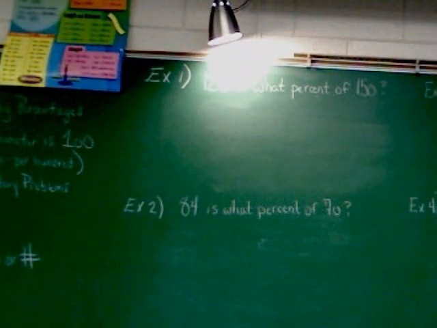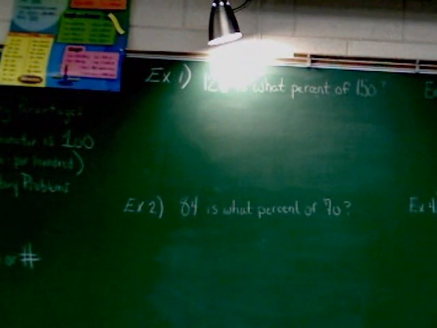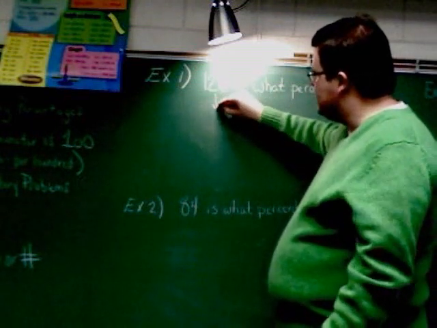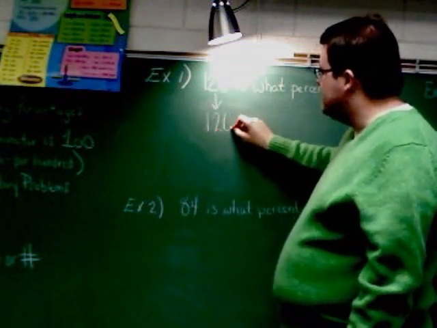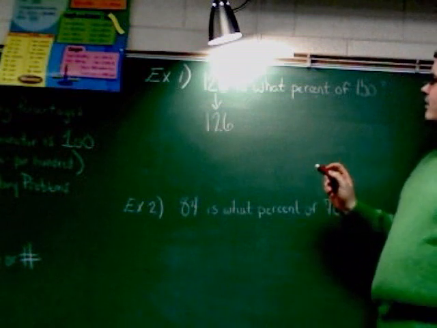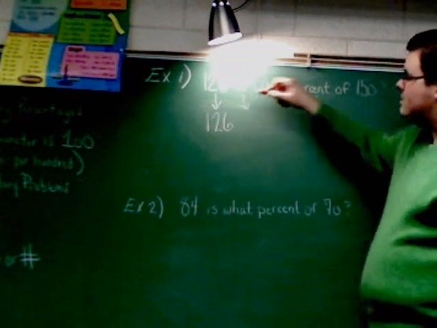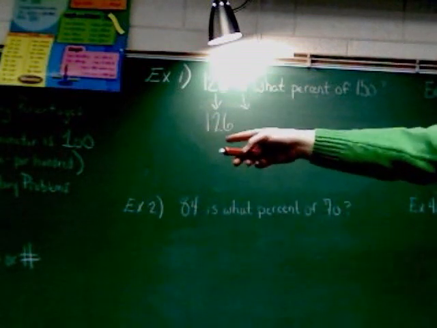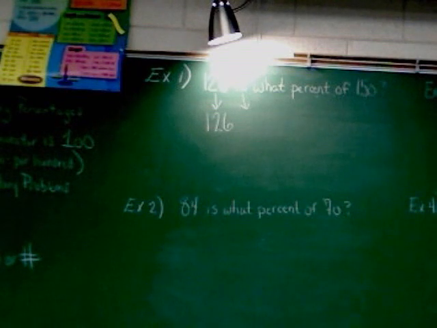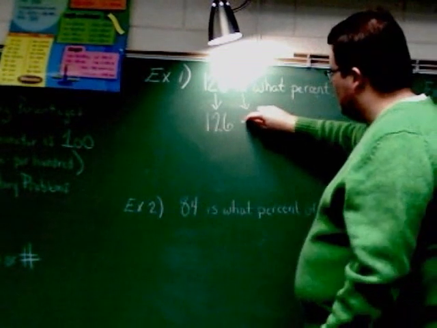All right, example one. 126 is what percent of 150? As I said, the first thing you want to do is go through and translate everything. Everything's going to come out of this statement as something. 126 just translates as 126. The next thing we see in the statement is the word is. Well, is means equals, so is is going to change into an equal sign.